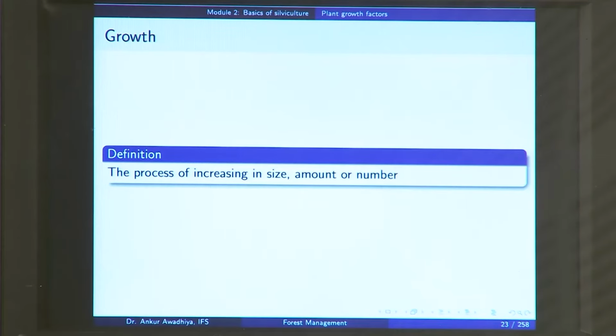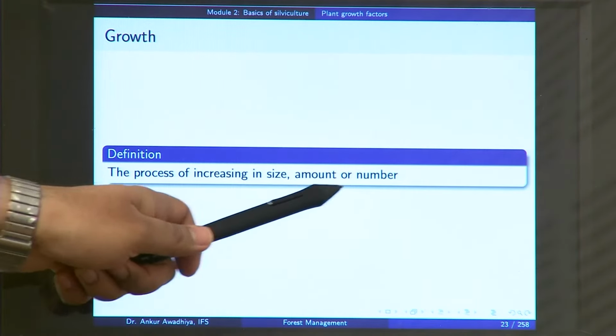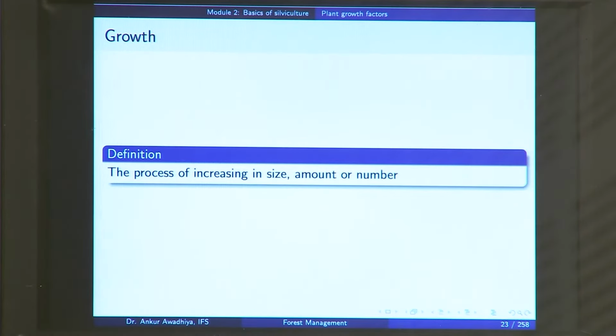So, what is growth? Growth is defined as the process of increasing in size, amount or number. So, essentially when we are doing silviculture, we want to have our plants that increase in size. They become taller, they become more stout. They increase in amount or number, which means that we want to have a good density of plants.